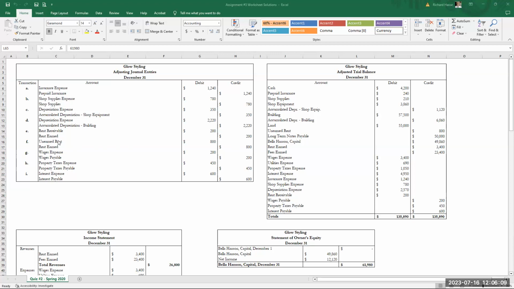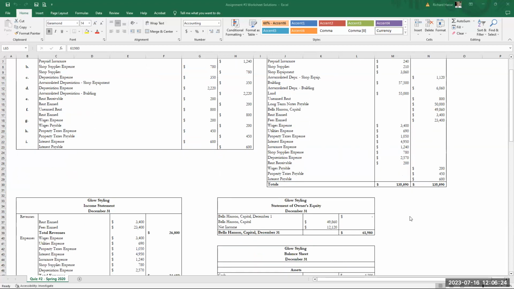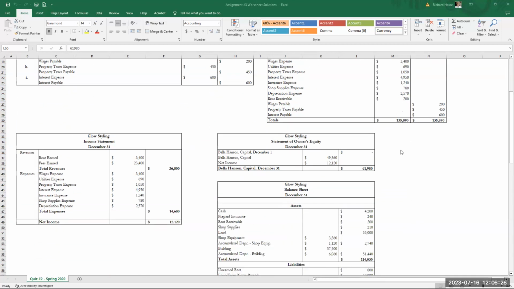Some of you did the entry correctly, but you didn't post it as an adjusted trial balance, and that's what you need to do. So if you do all those entries, here's the adjusted trial balance, 135.9 on both the debit and credit side. And then you take all the revenue and expense accounts on this trial balance and put them in the income statement, and you get a net income of $12,120.